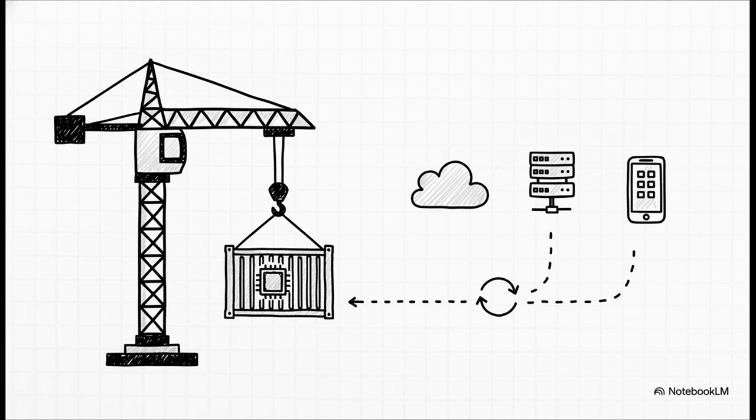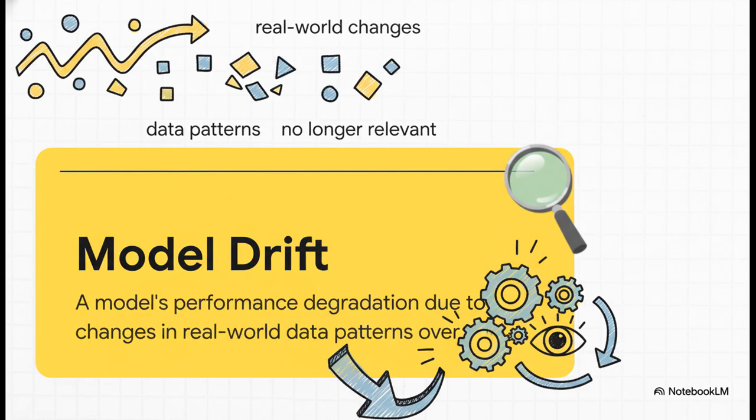We have to decide where it's going to live, in the cloud, on a local server, maybe right on your phone. We use tools to package it up neatly so it runs the same way everywhere. And this is crucial. You always have a rollback plan, a big red button, just in case you need to pull it back for adjustments. But once it's out there, the job is not done, because the real world changes.